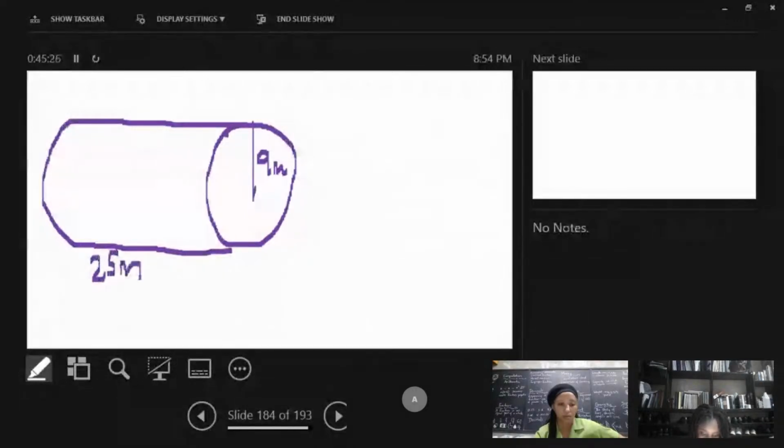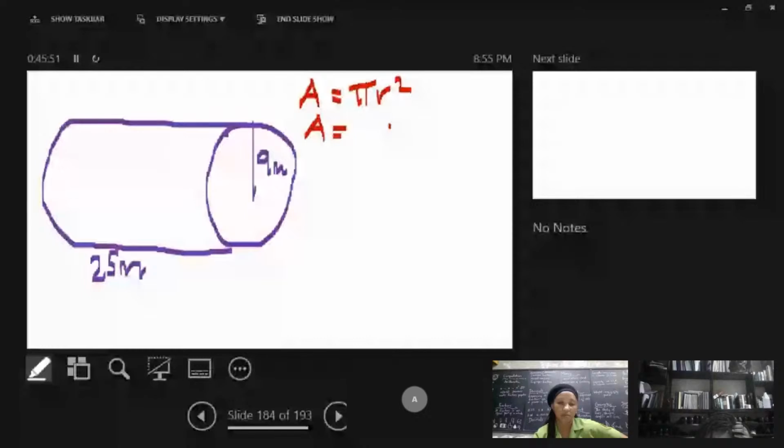That's your cylinder, Asar. Find the volume. The area of the circular base is pi times radius squared, which is 9 times 9 times pi.